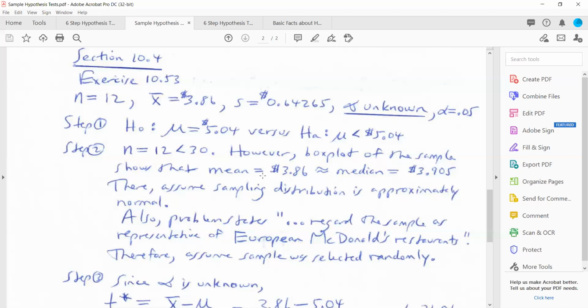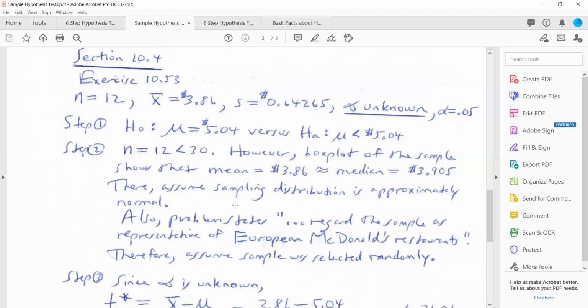And when I do that, first of all, when I look at the mean and the median in one variable statistics, I see the mean and median are approximately equal. Now, the sample itself doesn't look normal, but the mean and median are close. And so I'm going to make the assumption that the sample distribution is approximately normal. It's a little bit of a stretch in this case, but in your test, it won't be.